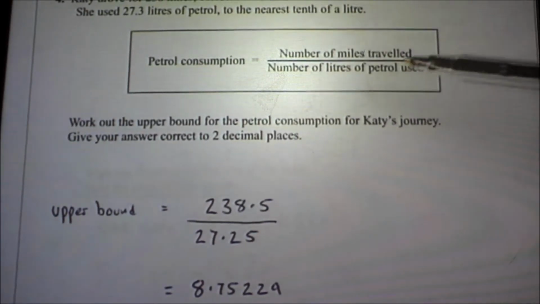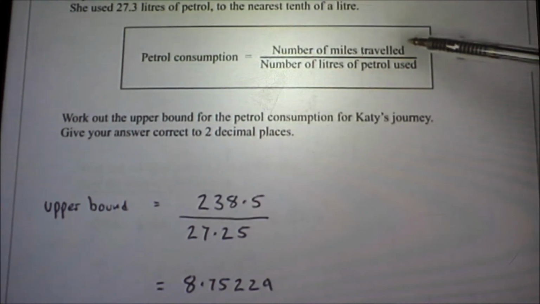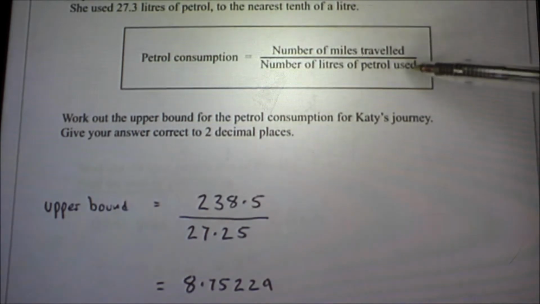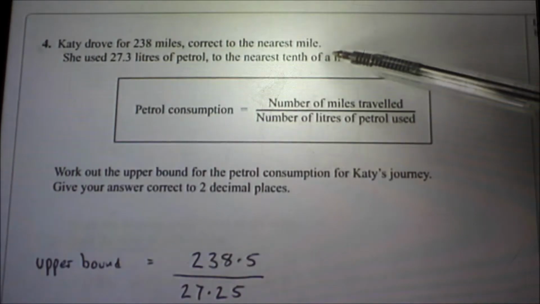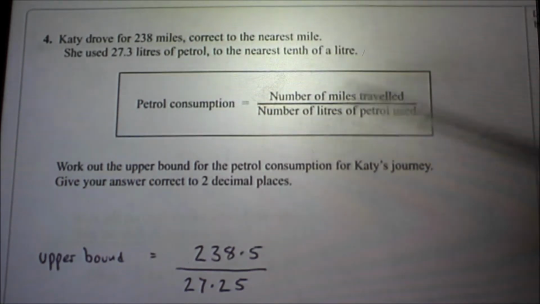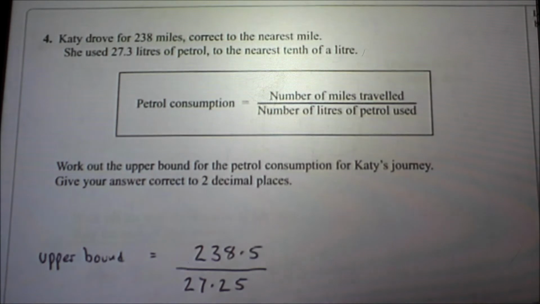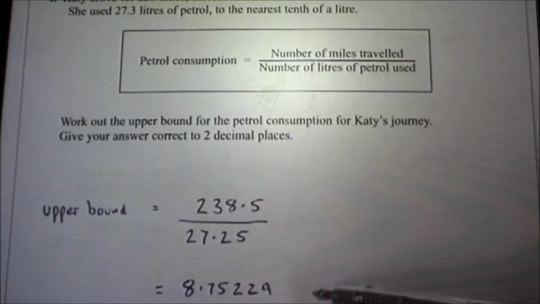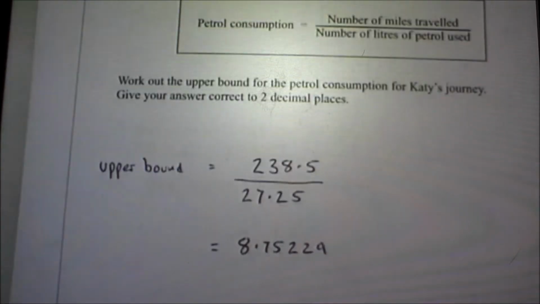Work out the upper bound for the petrol consumption. To work out the upper bound, the highest one must be the highest it can be, and the bottom one must be the lowest it can possibly be. So it says she drove for 238 miles, correct to the nearest mile. That means she could have done 238.5, possibly, and to round 27.3 down to the lowest it can be is 27.25. So 8.75229, 2 decimal places, so 8.75 is your final answer.